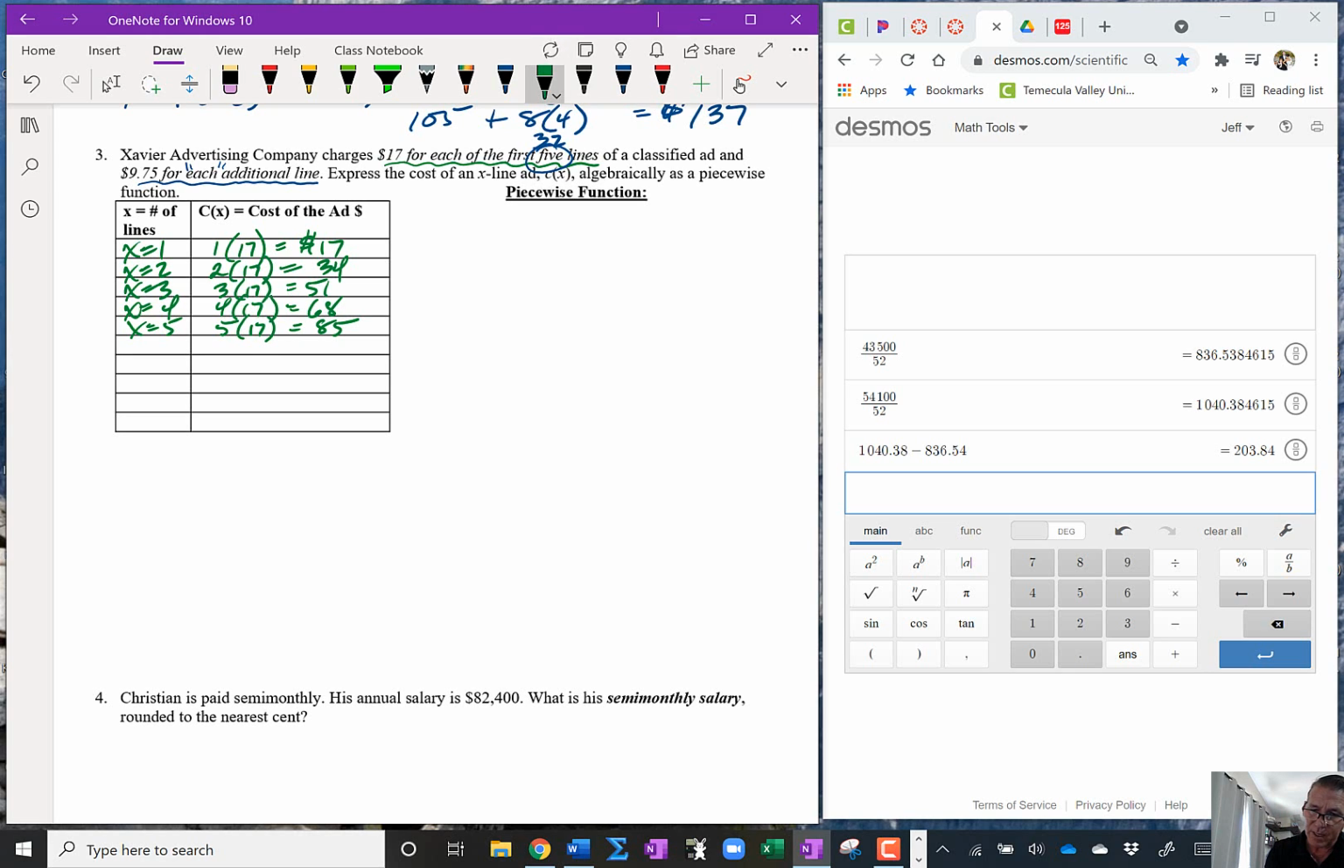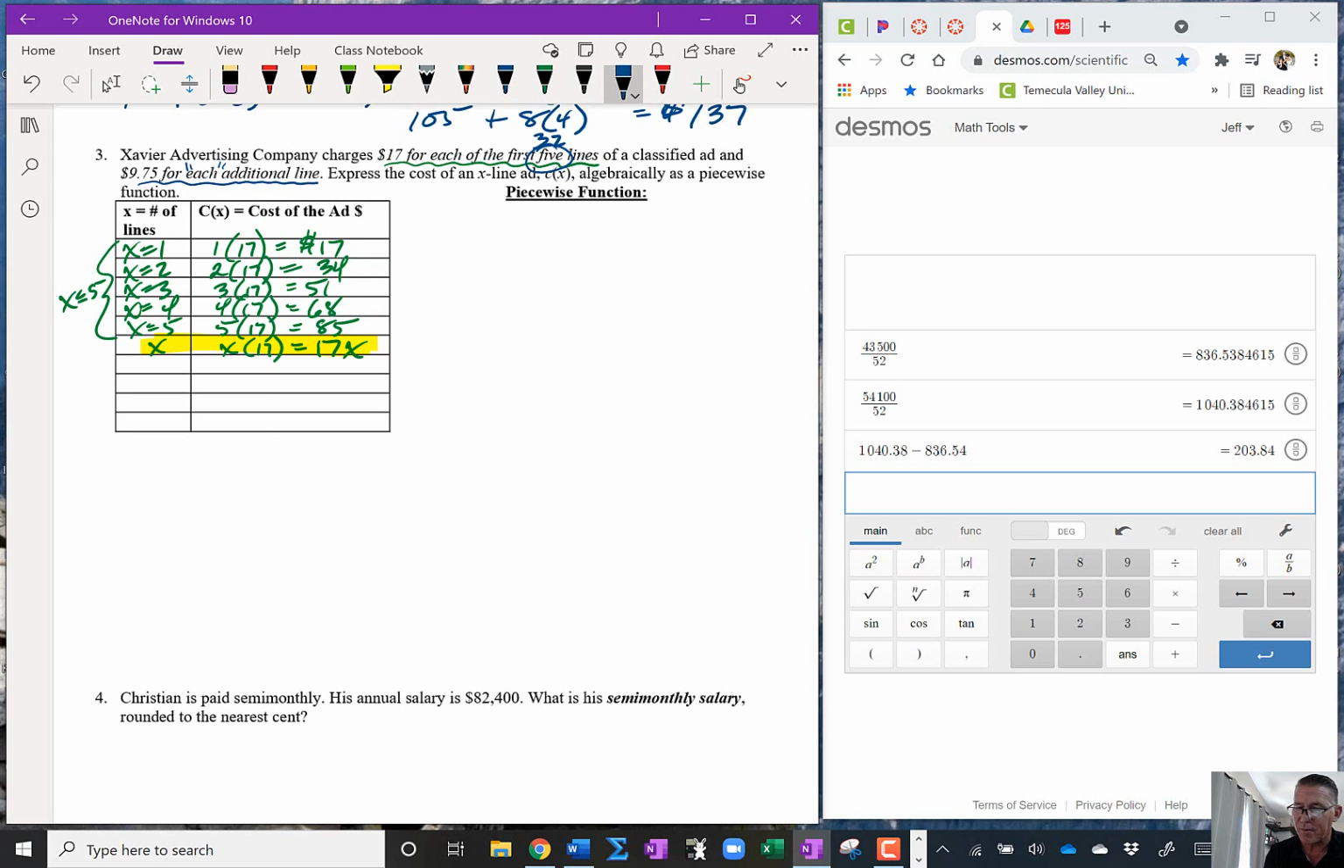So what we just did is, when X is less than or equal to 5, the cost for X lines is whatever X is times 17, commonly written as 17X. And that's our first piece of the function, so let's highlight it. That's the first part of the piecewise function.